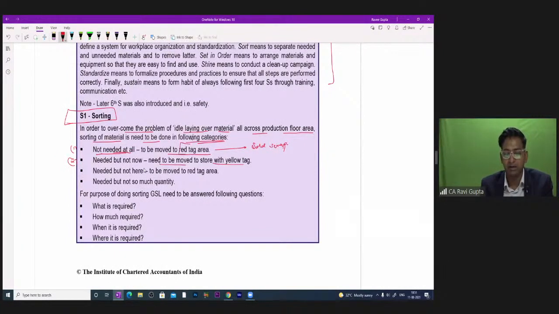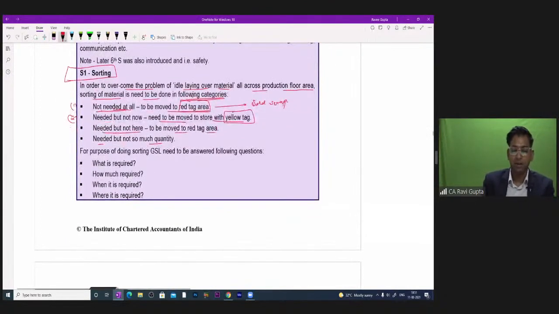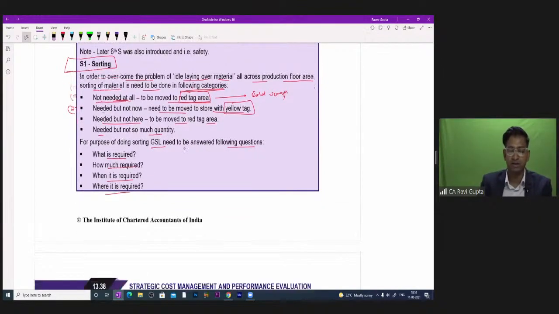So we have a red tag, then we have a yellow tag. A red tag means we do not require it at all, let it sell. A yellow tag means we require it but not now. Needed but not so much quantity. And there is also a green tag. A green tag means needed, and frequently needed. So it should be placed here. The purpose of doing sorting: GSL needs to answer the following questions: what is required, how much is required, when is it required, and where it is required.